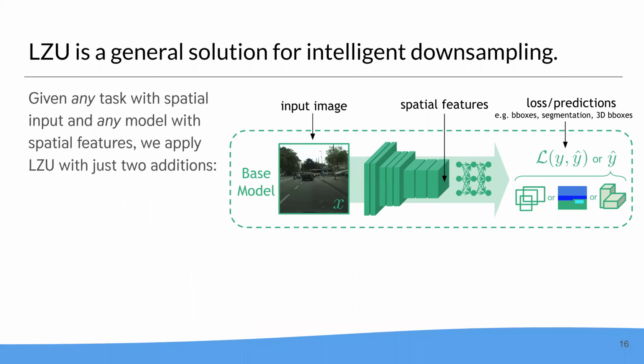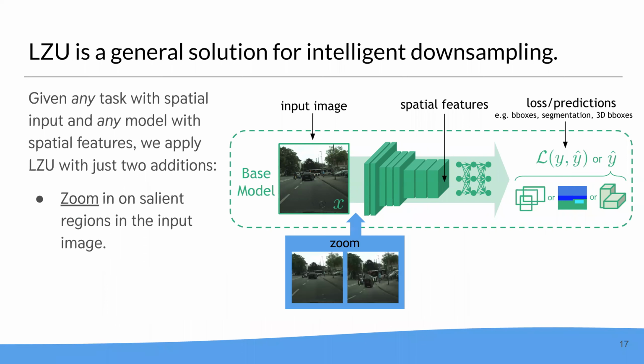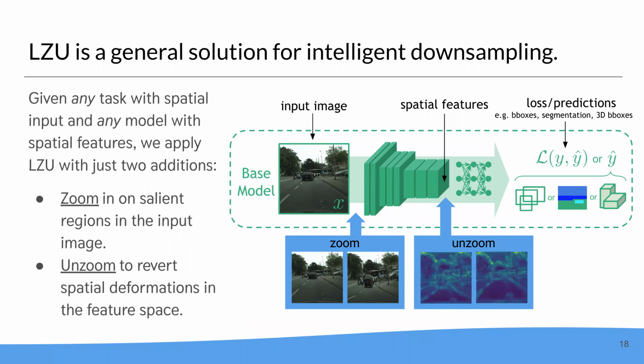Our framework, LZU, applies to any task with 2D spatial input and any model with intermediate 2D spatial features, with just 2 modifications. First, the input image is zoomed in on, borrowing the same methodology as previous works. Then, after the spatial features have been computed, we unzoom to revert any spatial deformations. This allows us to proceed with the rest of the model, making no modifications to the loss or inference procedures.